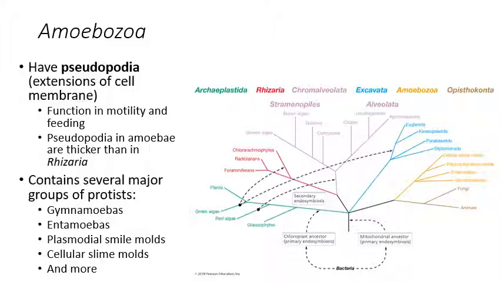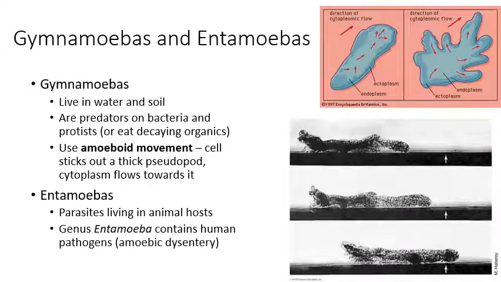You have, again, as always, a lot of different groups of protists in the amoebozoa, but we're only going to talk about 4 of them: the Gymnamoebas, the Entamoebas, the plasmodial slime molds, and the cellular slime molds. So first, the Gymnamoebas and the Entamoebas, which are both types of amoebas.